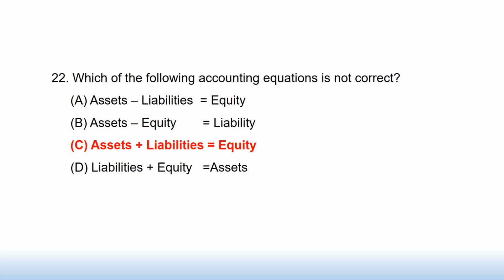Which of the accounting equations is not correct? Option A, assets minus liability is equal to equity. Option B, assets minus equity equal to liability. C, assets plus liability is equity. D, liabilities plus equity equal to assets. Answer option C, assets plus liability is equal to equity.